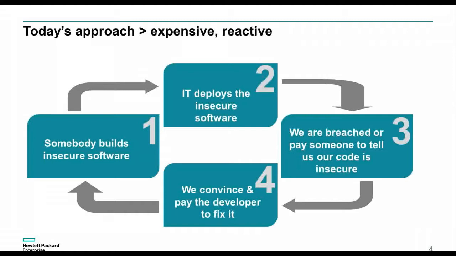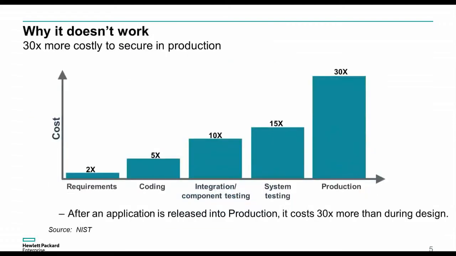Two, we actually deploy the insecure software. And three, lo and behold, something's breached from an application perspective. And four, we have to get the developer or someone to come fix the problem. So you can see that can be a very expensive process. And again, it's not being proactive, it's being reactive. A lot of times companies, when they get breached, that's when they start reaching out and putting something in place from a software perspective.